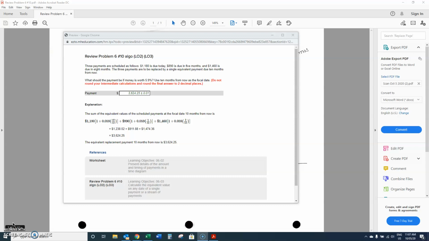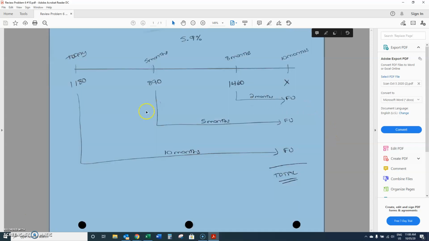The 3 payments are to be replaced by a single equivalent payment due in 10 months. What should the payment be if money is worth 5.9%? Use 10 months from now as the focal date. So again, I always find it best to start with a timeline.